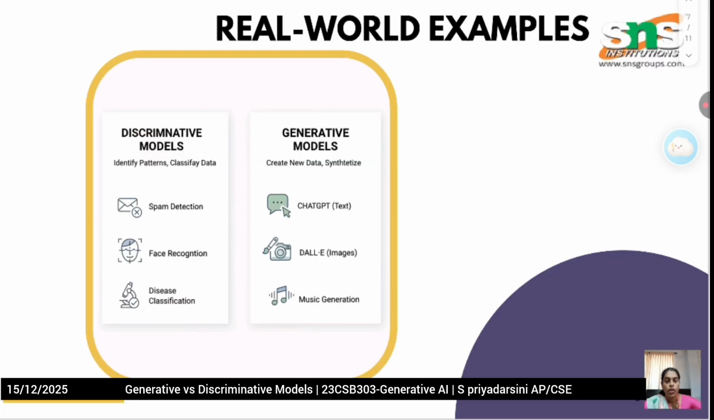Here are real-world examples. Discriminative models include logistic regression, support vector machine, decision tree, and neural network classifiers. Examples of generative models are naive Bayes, Gaussian mixture model, variational autoencoder, GAN, and transformer-based models like GPT. Both types are widely used, but their application differs based on the problem.